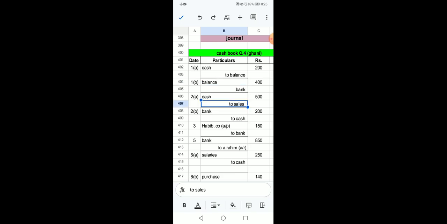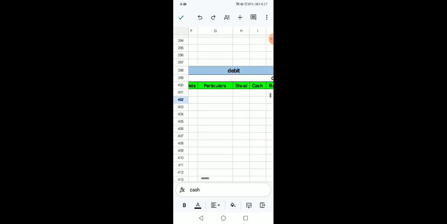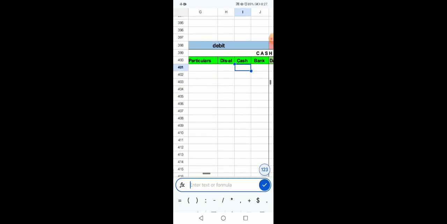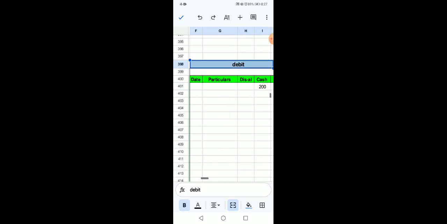If it is sale, leave it. If it is Habib, leave it. If it is Abdurrahim, leave it. You are associated with only cash, discount and bank. So here in the first entry there were 2 elements, but only one element is related to the cash book, and that is cash. Cash is debited by 200. Go to the debit side of the cash book and write down 200. We are following that simple rule. If cash is debit, we will choose the debit side of the cash book. If cash is credit, we will choose the credit side of the cash book.